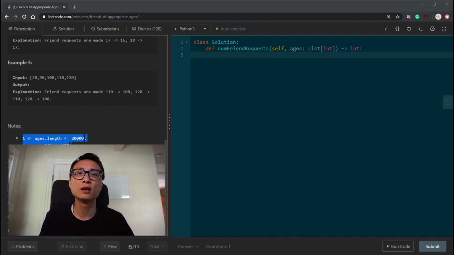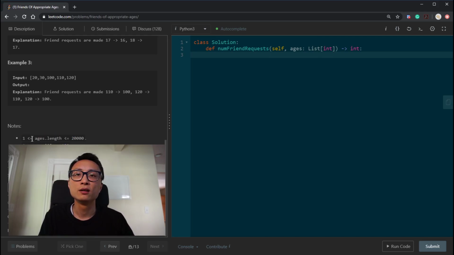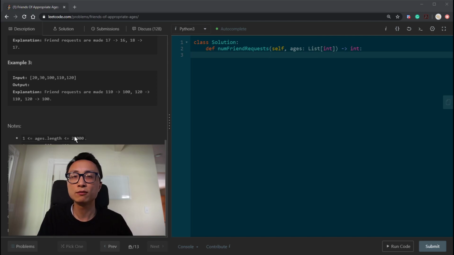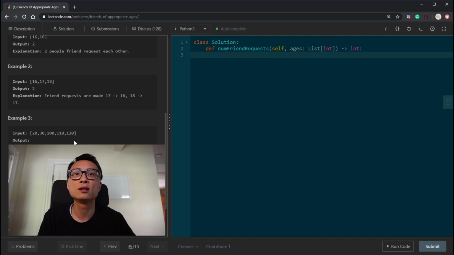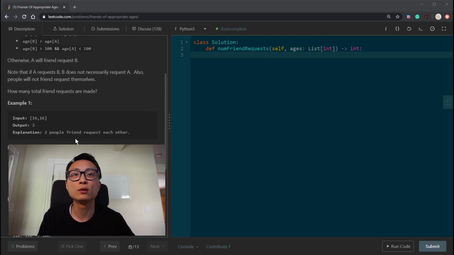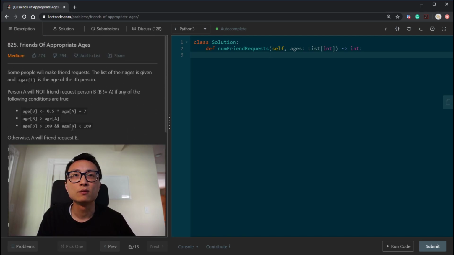The note here is just saying there are a lot of people, and since ages can usually just be 1 to 100, we're going to have roughly 200 people of the same age for every age, if the ages are roughly uniformly random. So that means we can utilize the fact that there are many people of the same age to potentially speed up the code.